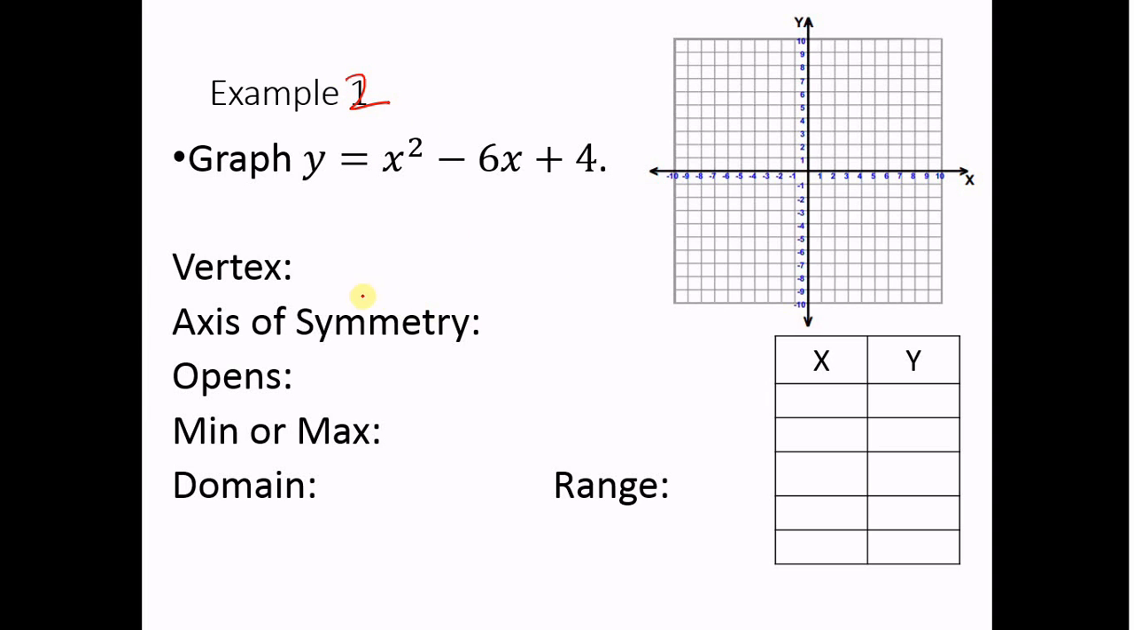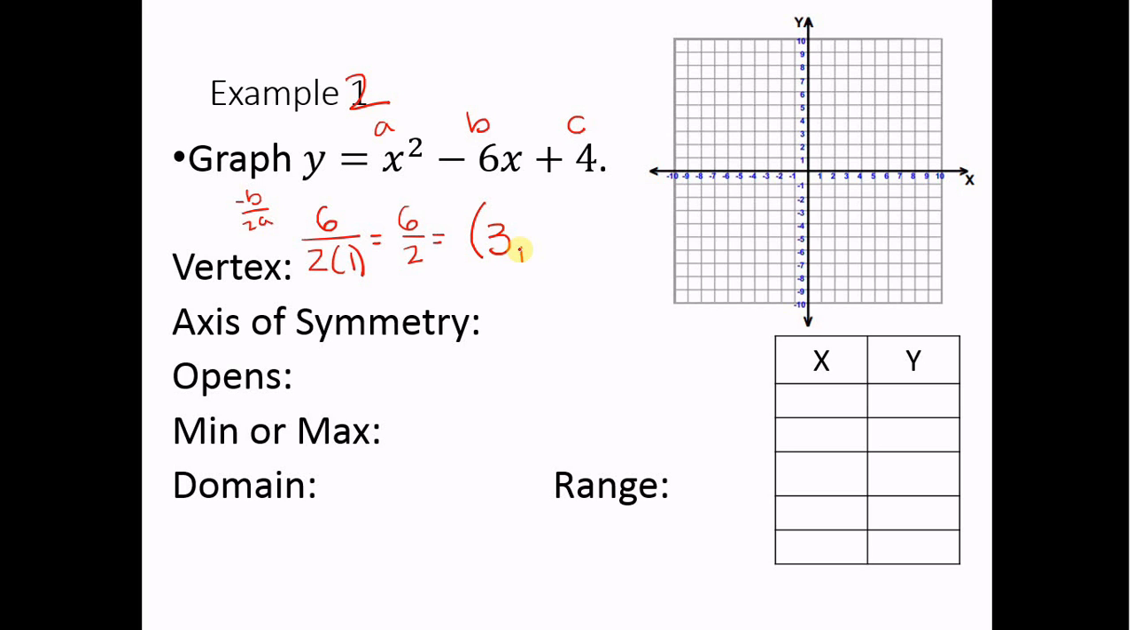So first things first, find your vertex. So A, B, and C. So negative B over 2A. Negative B, negative 6. That's a positive 6, right? So 6 over 2 times A. A is 1. So 6 over 2 times 1, that's 6 over 2. My x value is 3.